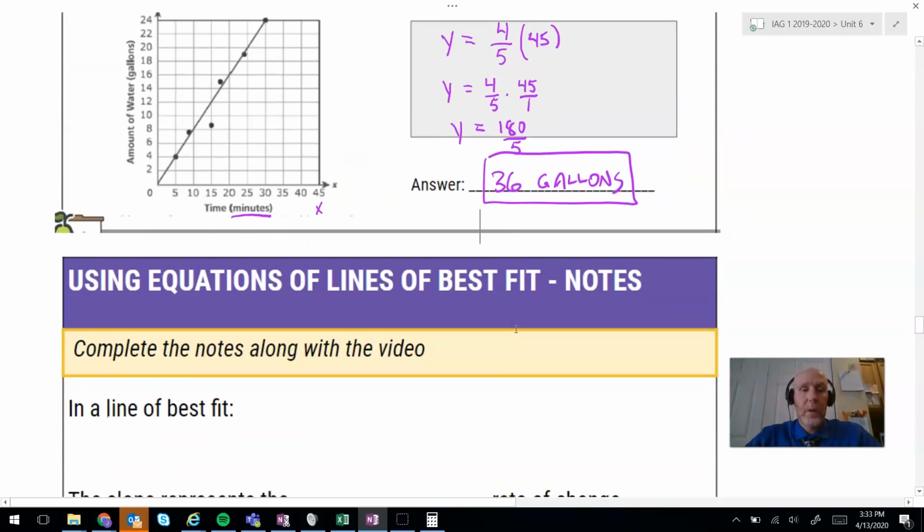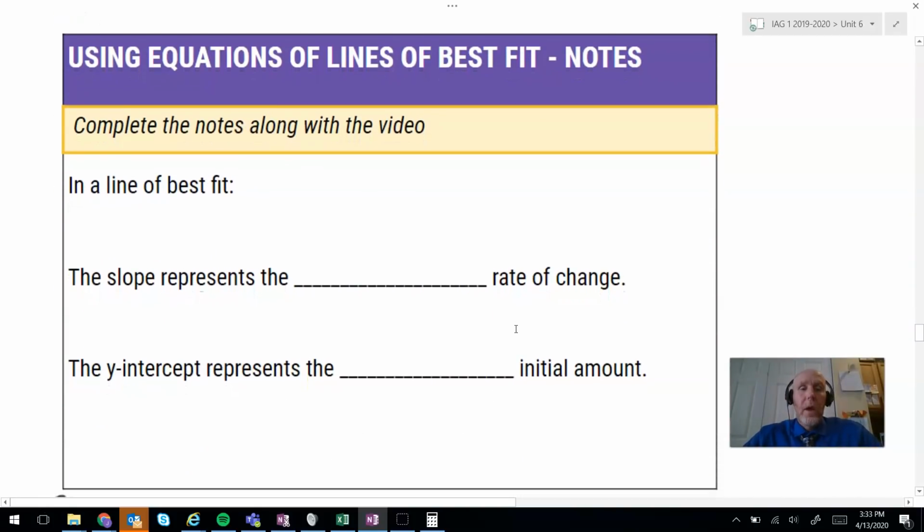Next, another slide of notes here. And this is just going back to the first part of the conversation. In a line of best fit, we know the slope represents the rate of change. We have talked about that quite a bit in this class. But if it's a line of best fit, the slope represents the predicted rate of change. So we really want to use that idea and that concept of the line of best fit being a prediction, not an actual value. And the y-intercept also represents the predicted initial amount.